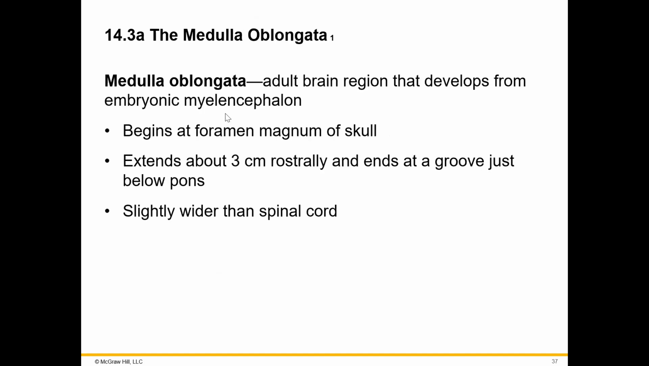So the medulla oblongata is part of your brainstem. It is the adult brain region that develops from the embryonic myelencephalon. It begins at the foramen magnum of the skull, extends about 3 centimeters rostrally, and ends at a groove just below the pons. It is slightly wider than the spinal cord.